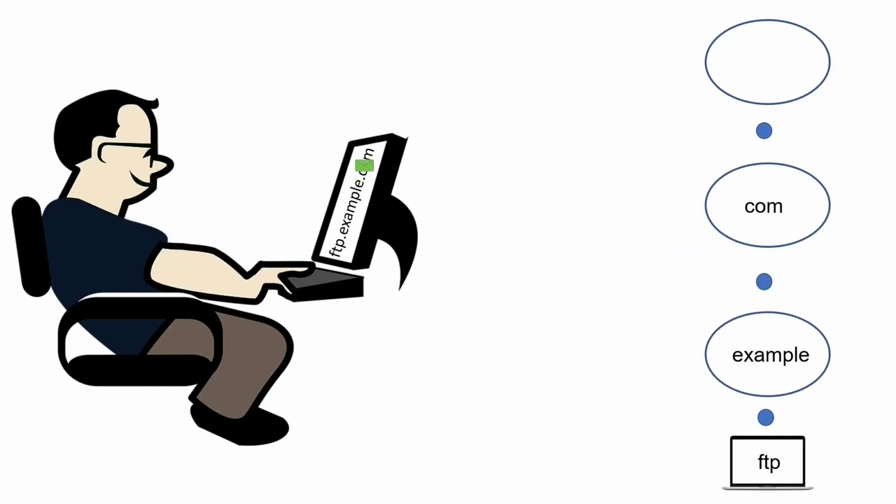If a resolver service wants to know the IP address of ftp.example.com, it sends the first query to the nearest root name server. The root name server provides a referral to the com name server. The com name server provides a referral to the example name server. The example name server provides the IP address associated with the name ftp.example.com.